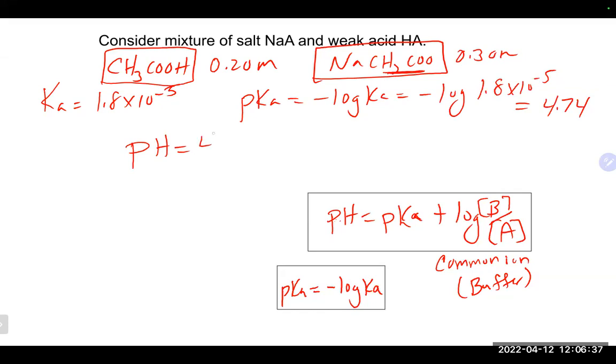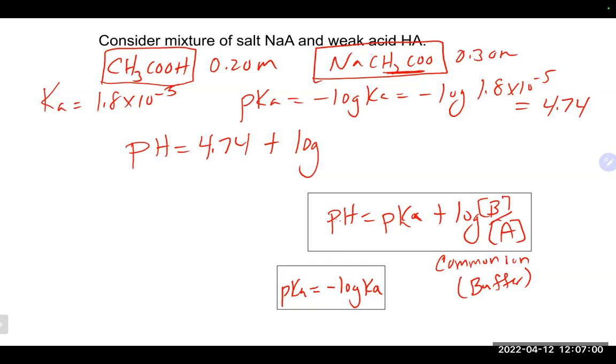Which in this case would be 4.74 plus the log of the base. Between the two ones that I boxed, which one's the base? Which one's the acid? It would be the guy on the left, which is known as acetic acid, yes? The base would be the other guy.